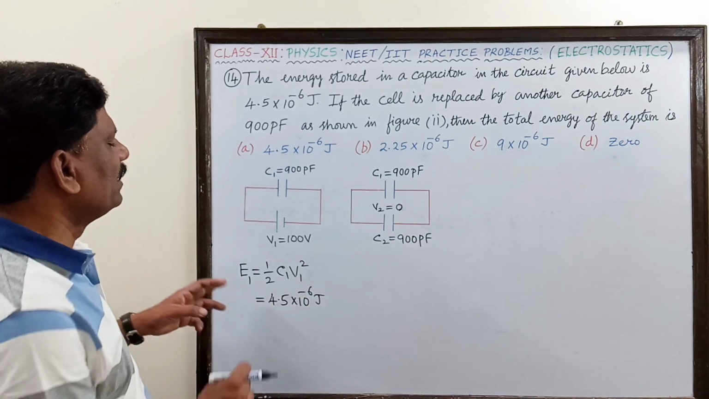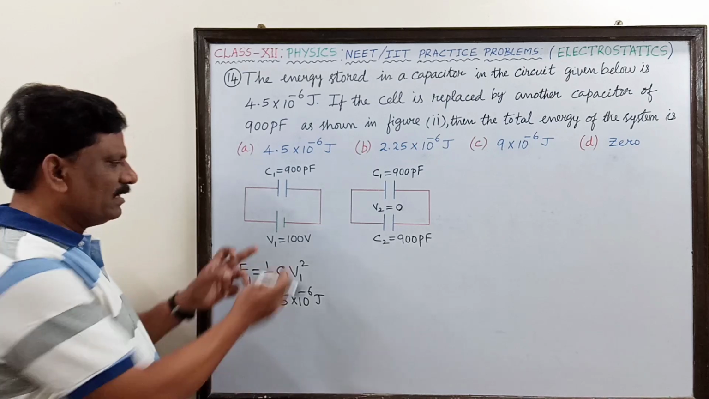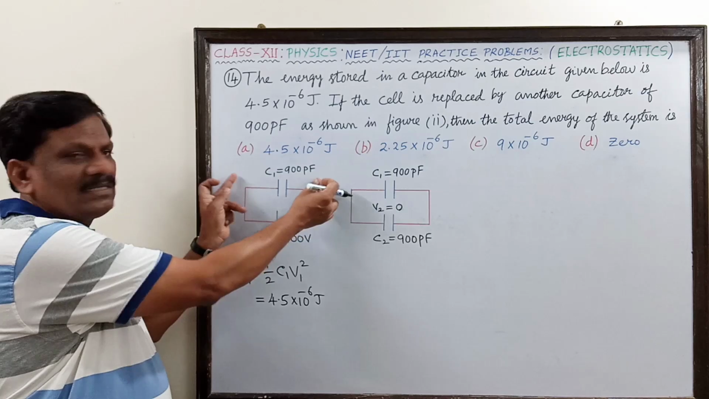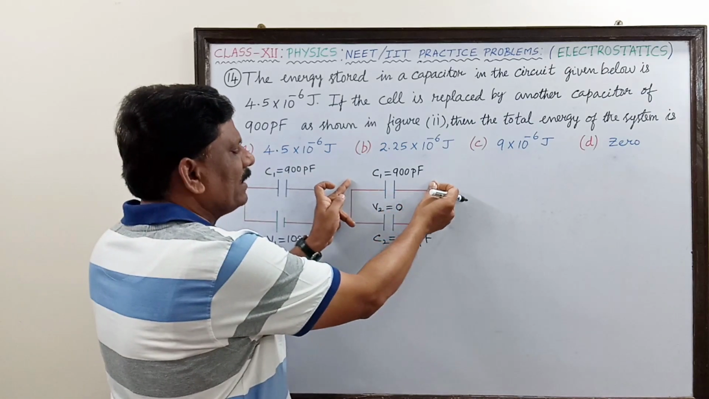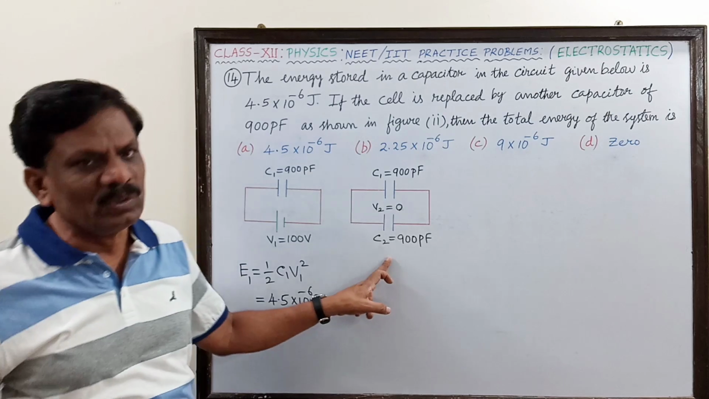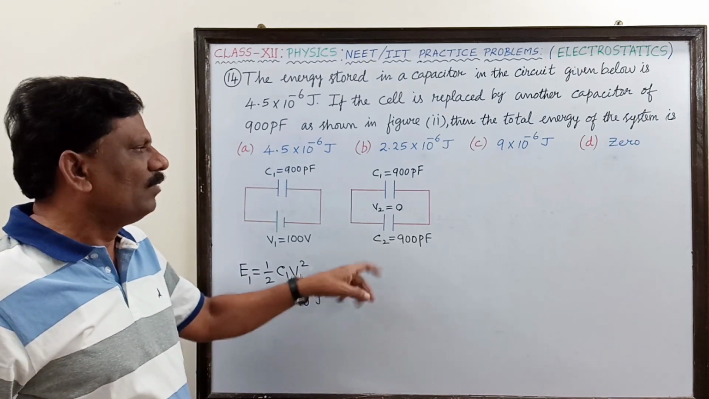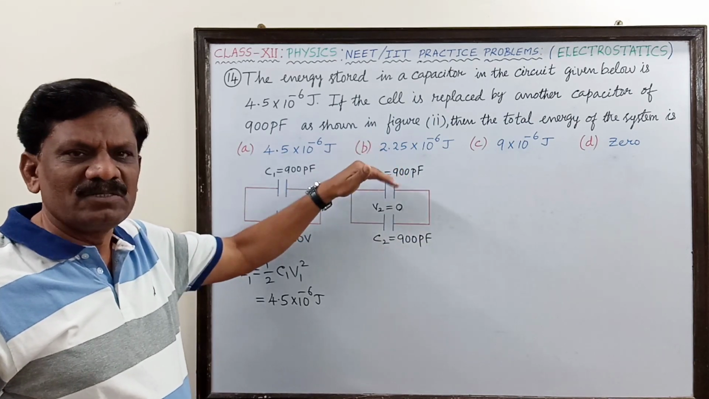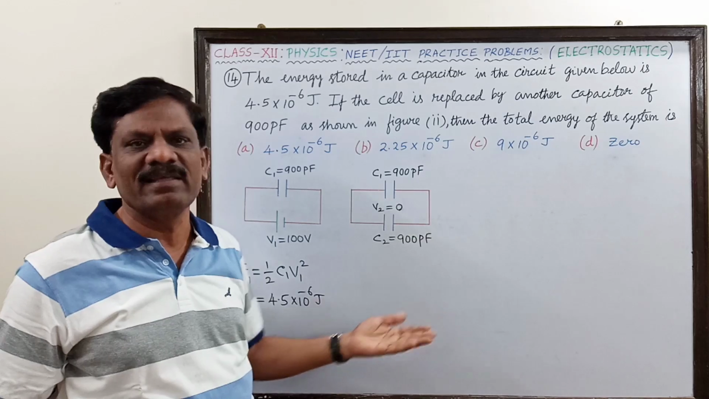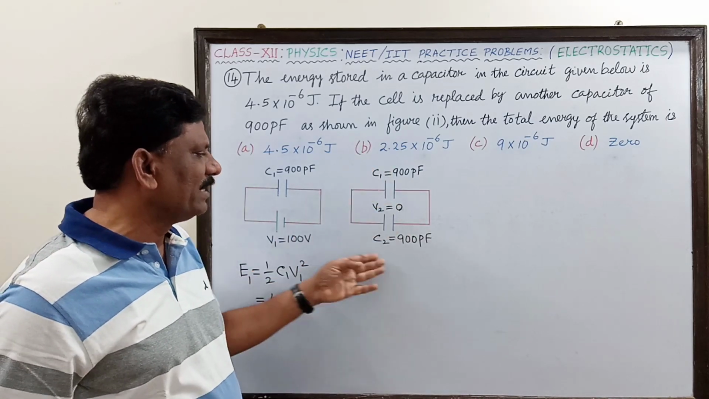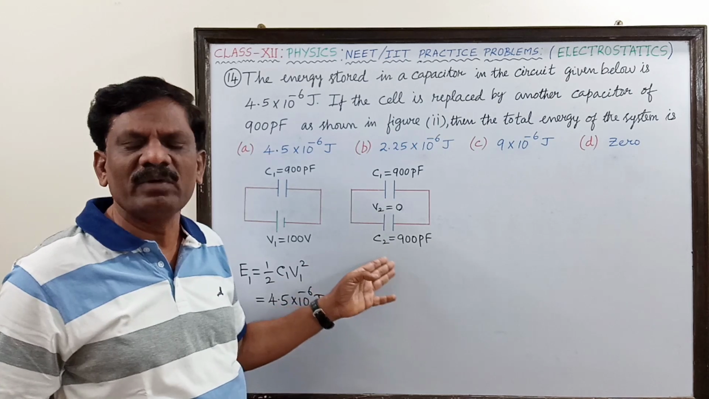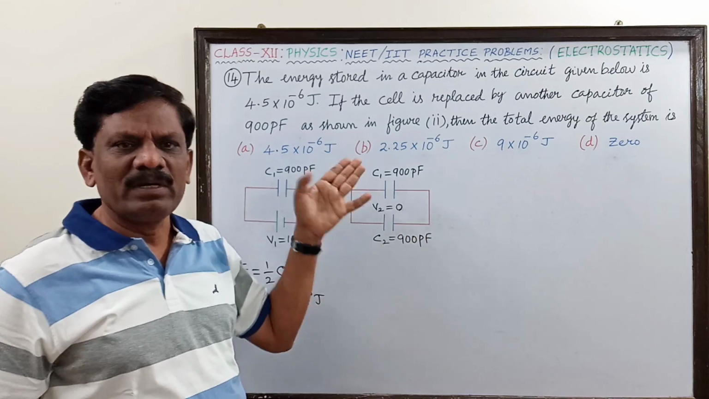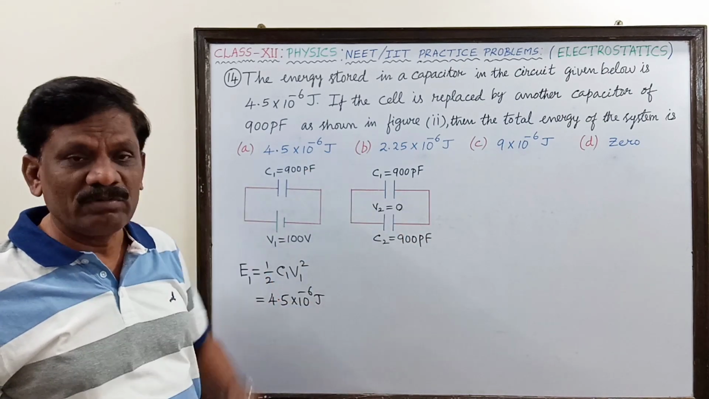Now in the second picture, you have to understand that this battery is removed. This cell of PD 100 volt is removed, and the charged capacitor C1 is connected across the capacitor C2. So what is going to happen? The capacitor C1 already is charged by the battery, so it acts like a cell, like a battery. So some charges are transferred from the capacitor C1 to capacitor C2, and there will be energy stored in the system. That E2 we have to find out.